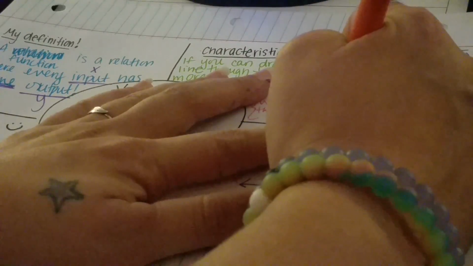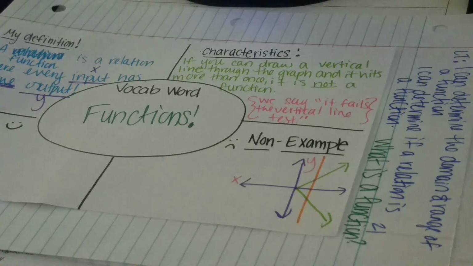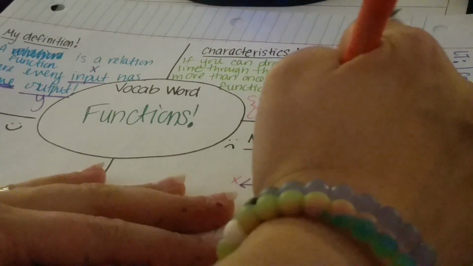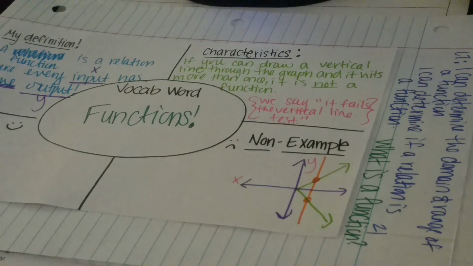All right, draw a vertical line. How many times does it pass through the green graph? Twice. Boom, it fails the vertical line test. It does not pass. Gandalf is sitting there breaking the bridge.